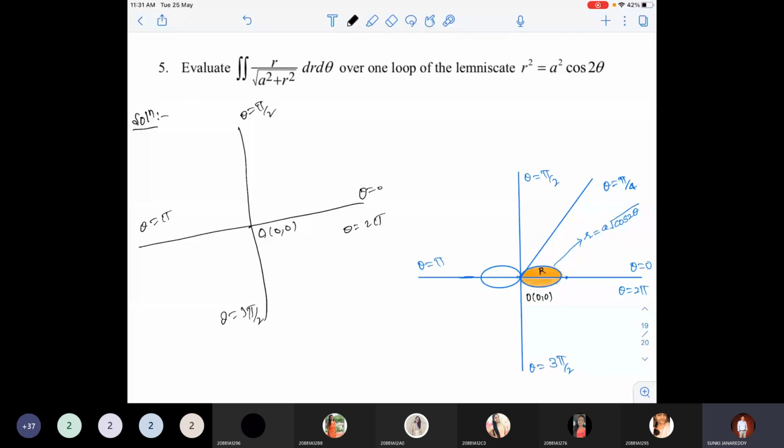By putting theta is equal to 0, what are the r values? Plus or minus a. Plus or minus a means we have to take the left side and the right side. Yes or no? Okay, that initial line means this, right? We have to take both the left side and the right side.